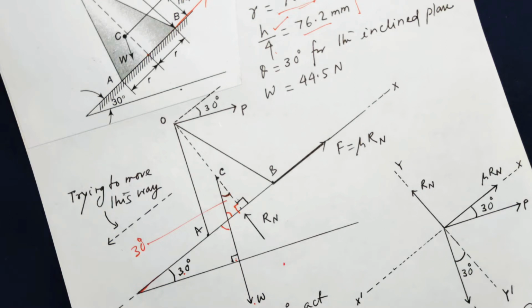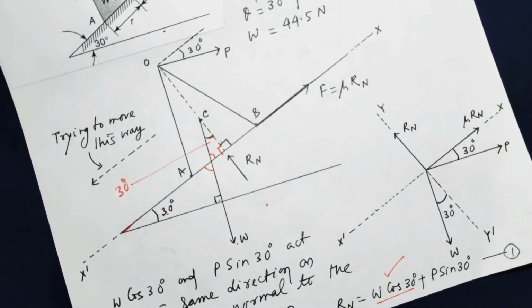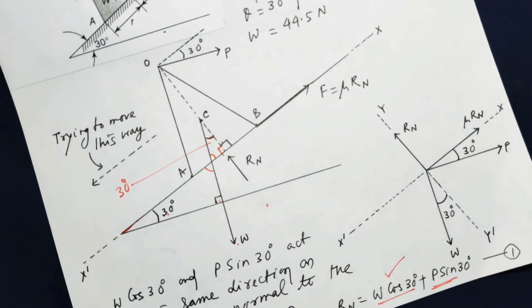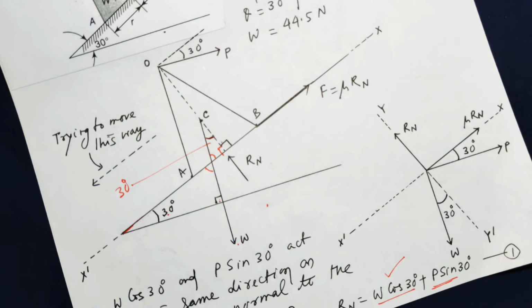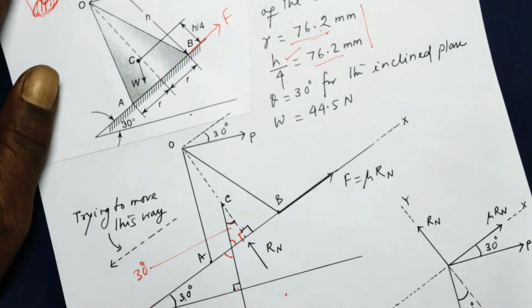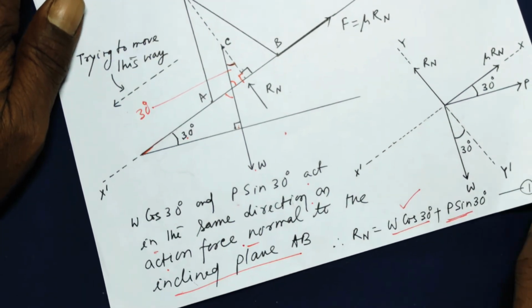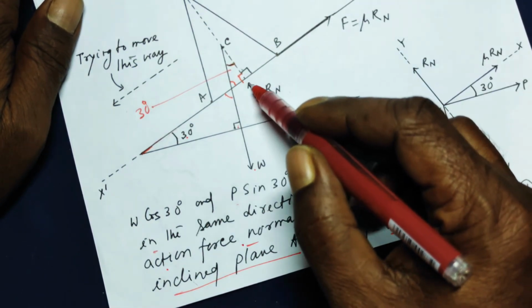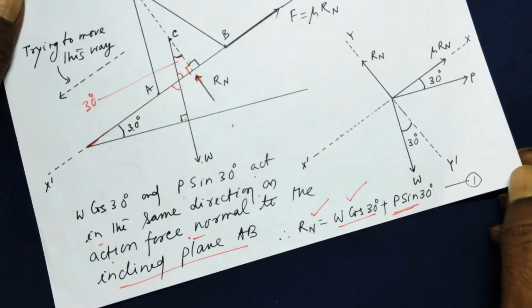And we will find out another action force also. So W cos 30 is one action force, that is a component of W normal to this inclined plane, and P sin 30 will also be normal to the inclined plane. So the total action force will be W cos 30 plus P sin 30. Now, W cos 30 and P sin 30 act in the same direction as action force normal to the inclined plane AB. So the inclined plane will provide equal and opposite reaction force by Newton's third law of motion. So Rn is equal to W cos 30 plus P sin 30, the normal reaction.